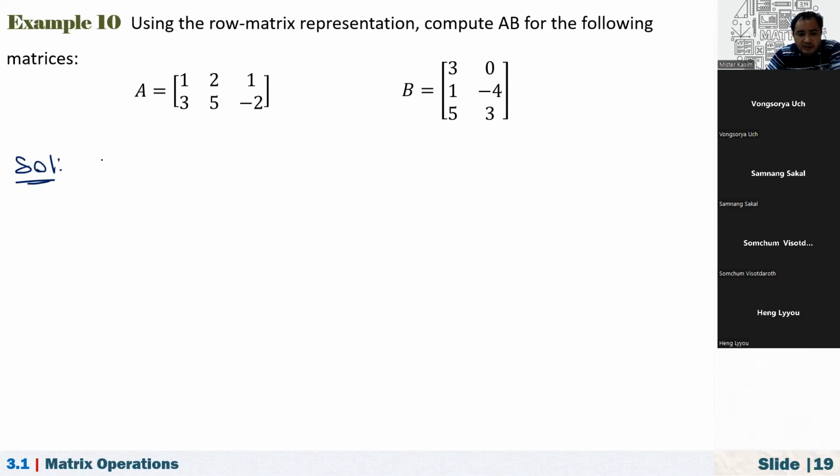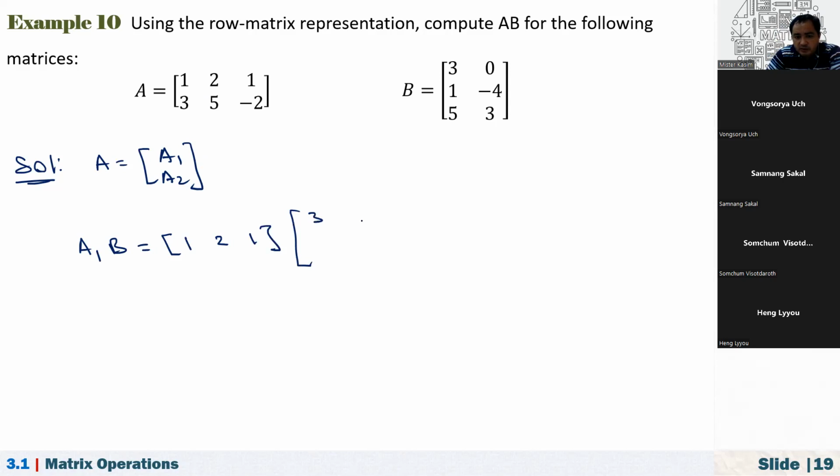So that means that this A, I can just write it as A1 and A2. What is A1? The first row of A, and A2 is the second row of A. To multiply this, first I need to multiply A1 by B. What is A1? A1 is 1, 2, 1. And how about our B? B is 3, 0, 1, negative 4, and 5, 3.